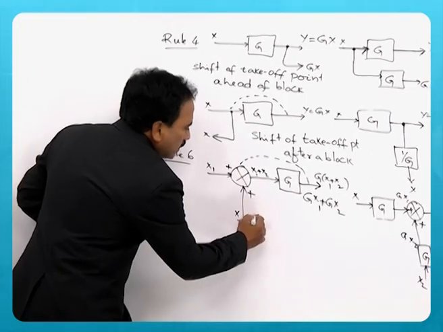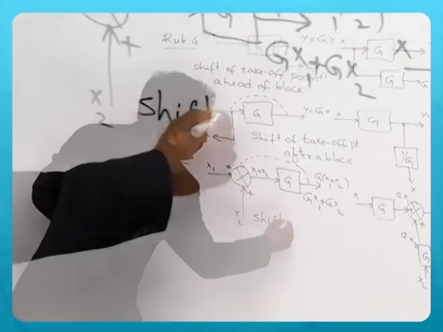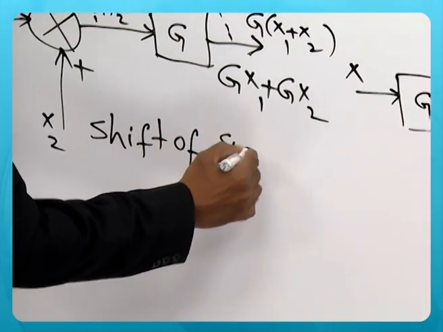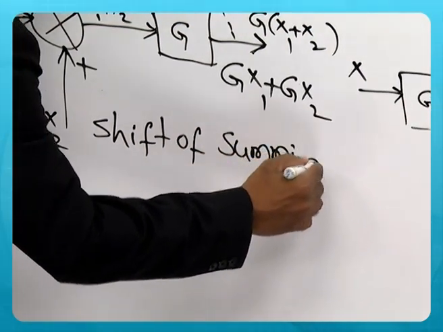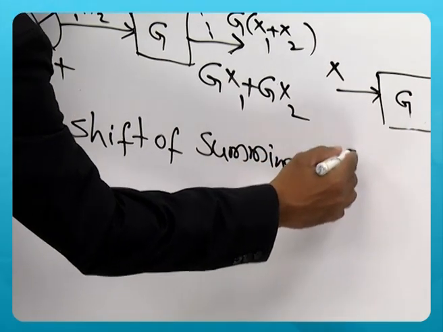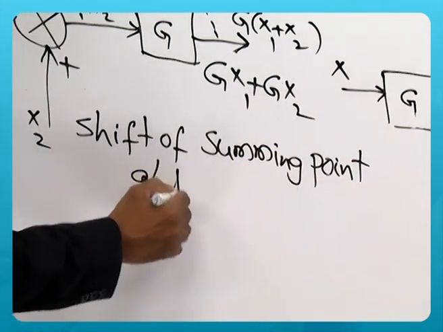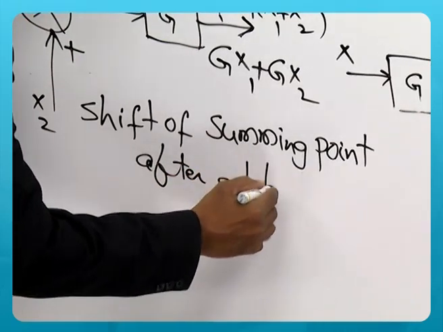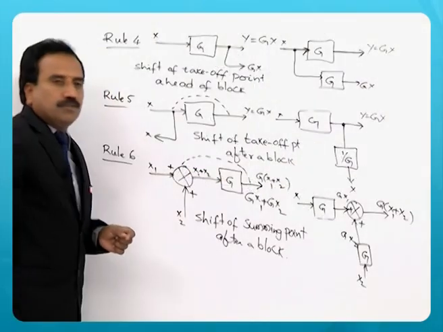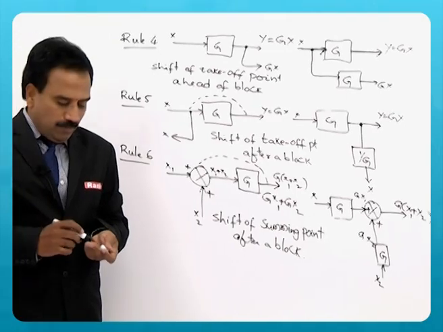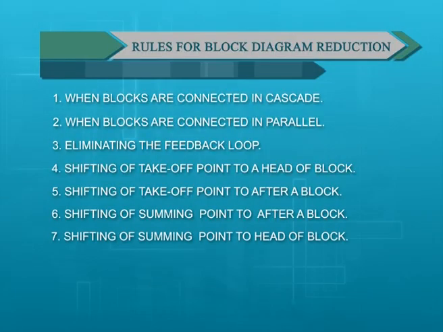So, this is rule 6, shift of summing point after a block. Rule 7.